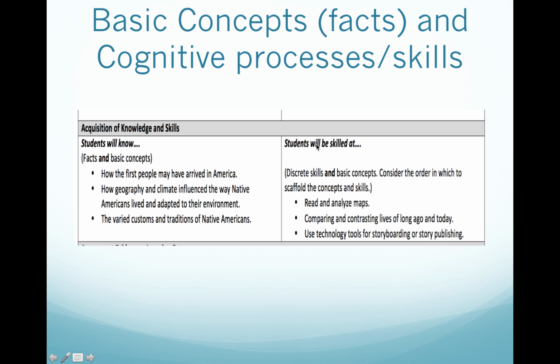But then in addition, we're asking, how are they going to show us this? This is what we want them to know. How are they going to show us? They're going to show us by being able to read and analyze maps, by comparing and contrasting the lives of long ago and today, by using technology tools for storyboarding or story publishing. So they're going to show us what they know using these particular skills.